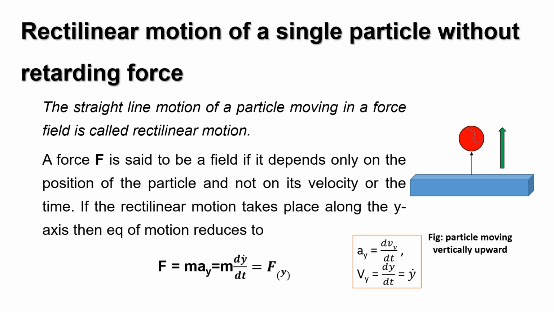Now, starting with the topic rectilinear motion of a single particle without retarding force, first we will discuss rectilinear motion. What is rectilinear motion? We say that the straight line motion of a particle moving in a force field is called rectilinear motion, or a linear motion in which the direction of the velocity remains constant and the path is a straight line is a rectilinear motion.